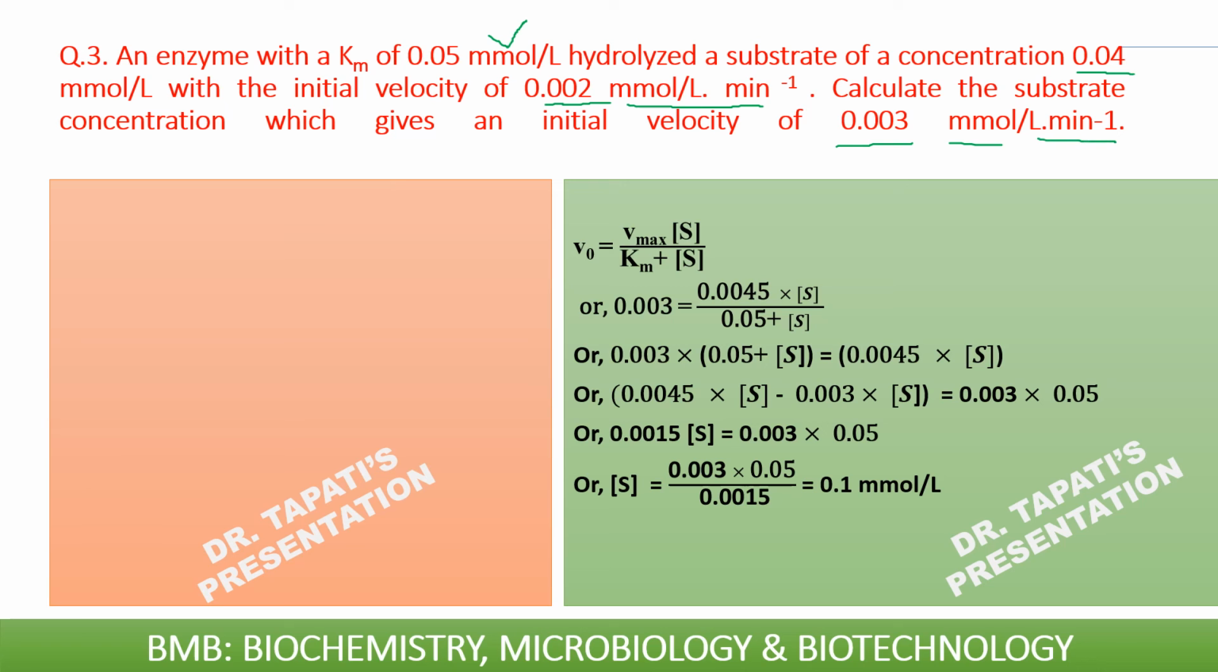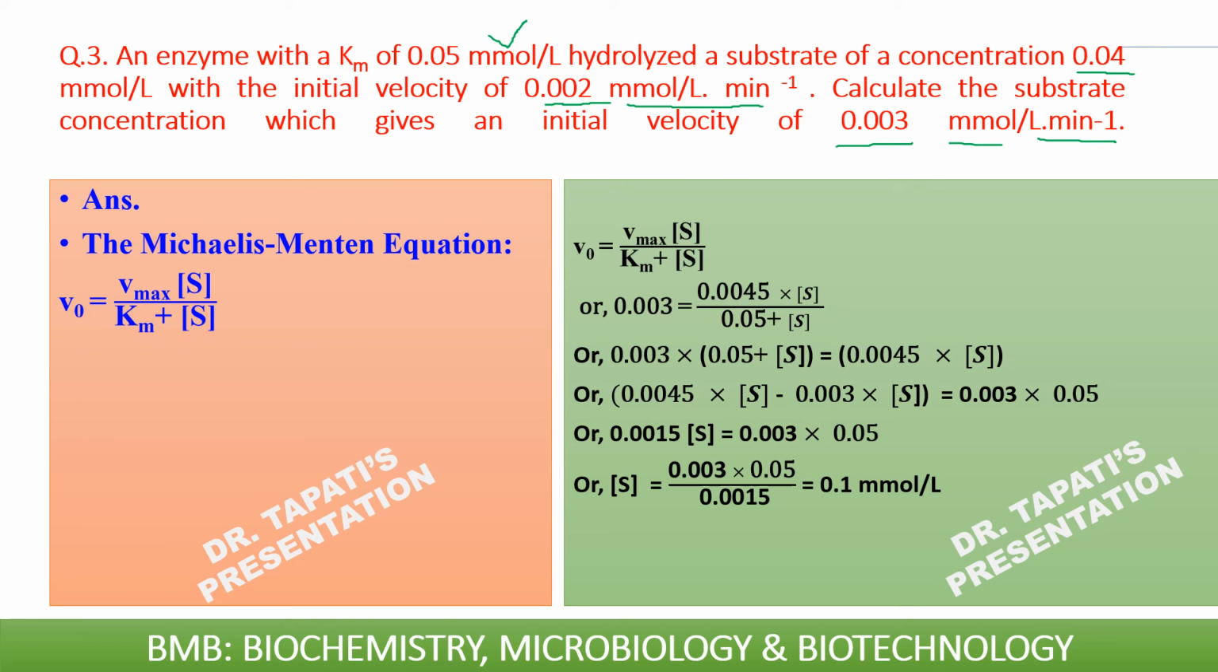Here we have to first calculate the Vmax value, because the Km value is known, the substrate concentration value is known, and V0 is known, but Vmax is unknown. Therefore, we have to first calculate Vmax, then we will get the answer for the second part, that is, the substrate concentration. We can find the substrate concentration value after solving the first part.